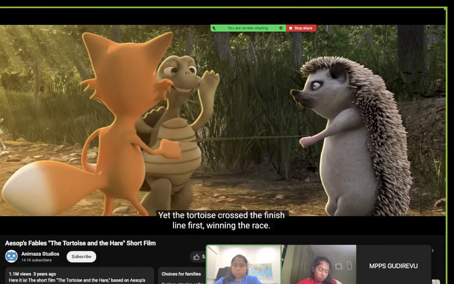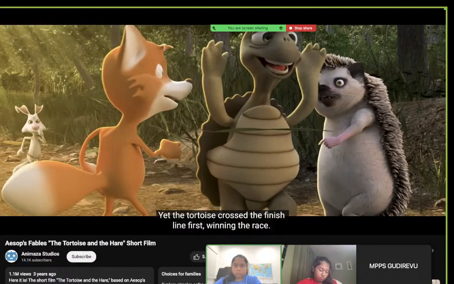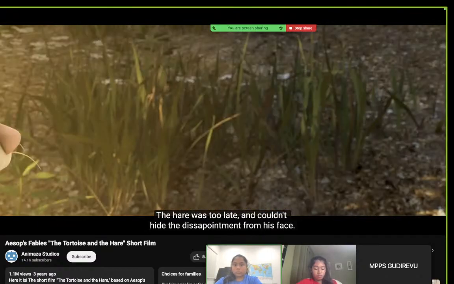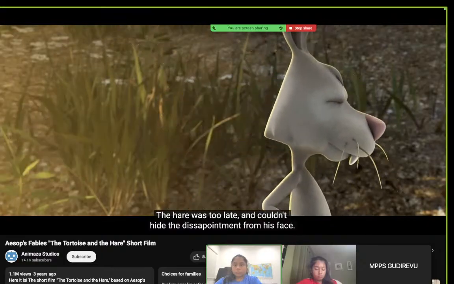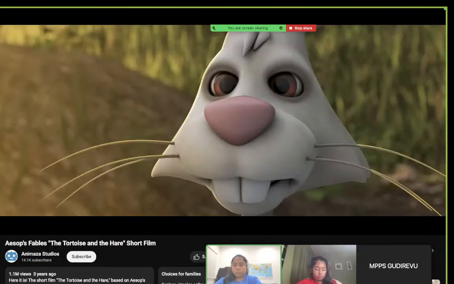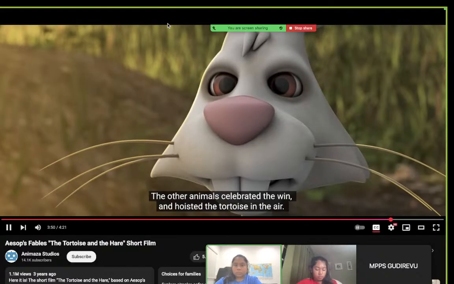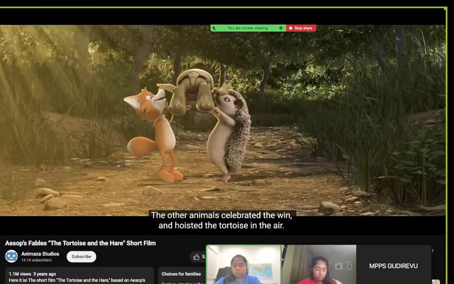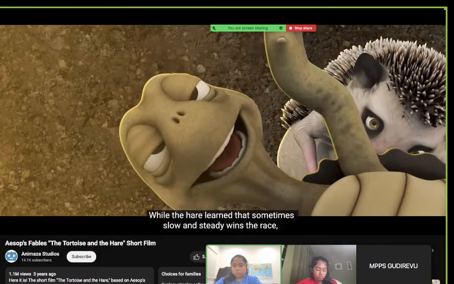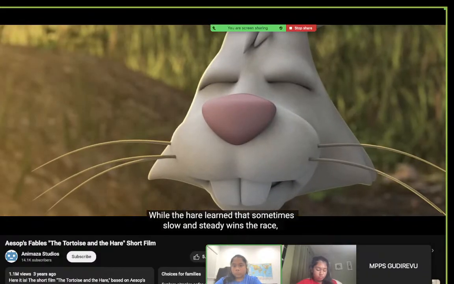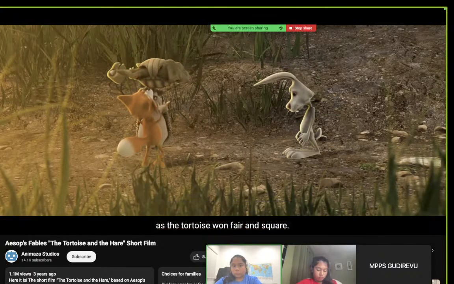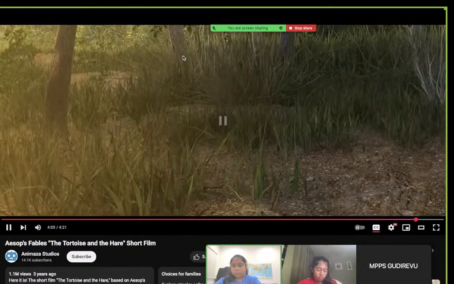Yet the tortoise crossed the finish line first, winning the race. The hare was too late and couldn't hide the disappointment from his face. The other animals celebrated the win and hoisted the tortoise in the air, while the hare learned that sometimes slow and steady wins the race, as the tortoise won fair and square. Thank you guys for listening.